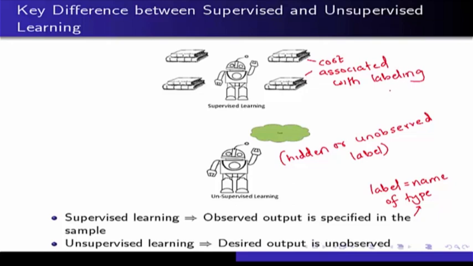So there is no free lunch. Either you pay the price of providing manual labels, or you incur uncertainty or computational overheads in dealing with these entities which have hidden or unobserved labels.